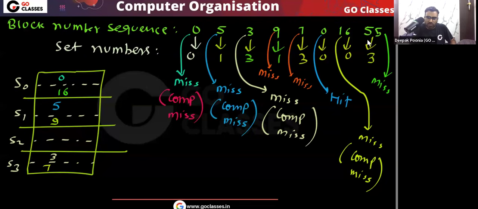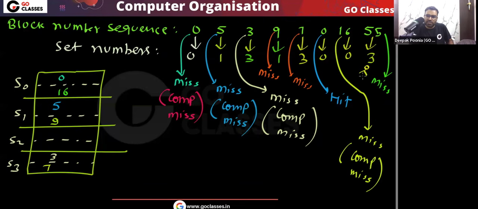Because this block number 55 will map to set number 3, and in set number 3 all the lines are occupied, we need to replace one of the cache blocks in this set with block number 55. Which of them to replace, that decision will be made by the LRU policy, least recently used. So let's see, 3, 7, which is least recently used.